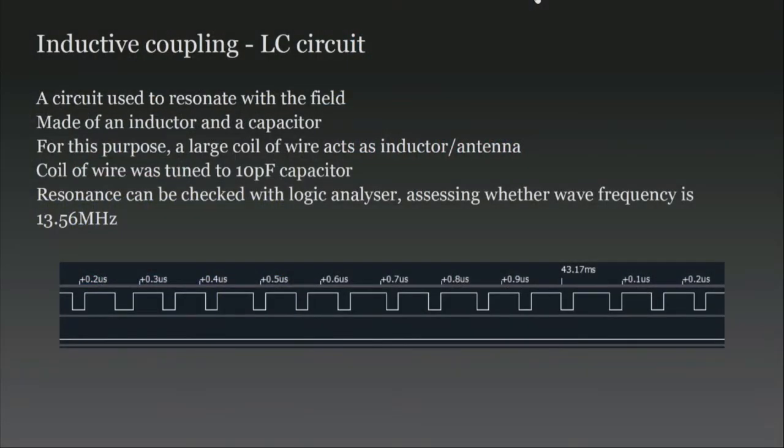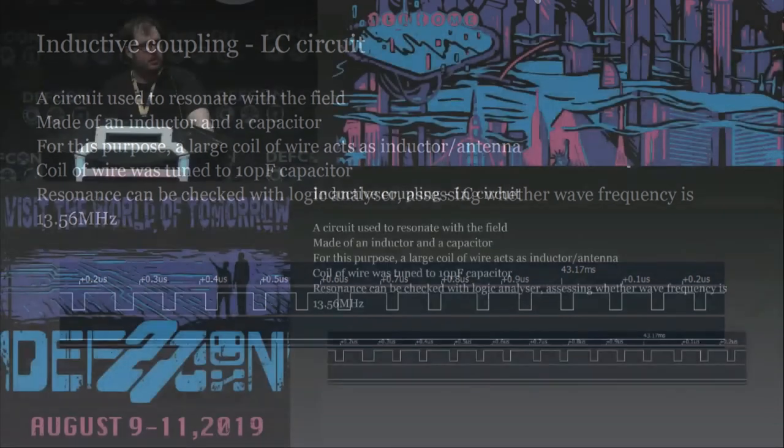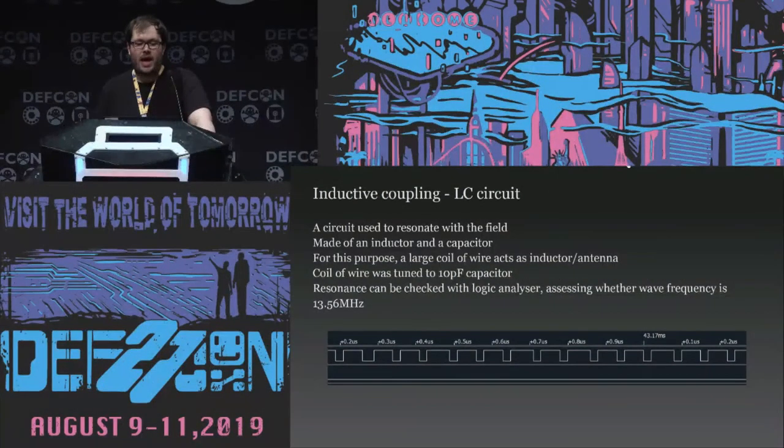So the first thing we'd need is an LC circuit. Now, this is for inductive coupling with an NFC reader. It's made of an inductor and a capacitor, so that's why it's called an LC circuit, L for inductor and C for capacitor. Basically, the inductor was a coil of wire, and then I just used a 10 picofarad capacitor in order to tune with that. The resonance can be checked with a logic analyzer rather than a scope, which you would usually use. Even though it's digital information, you could at least check that the frequency was correct, 13.56 megahertz.